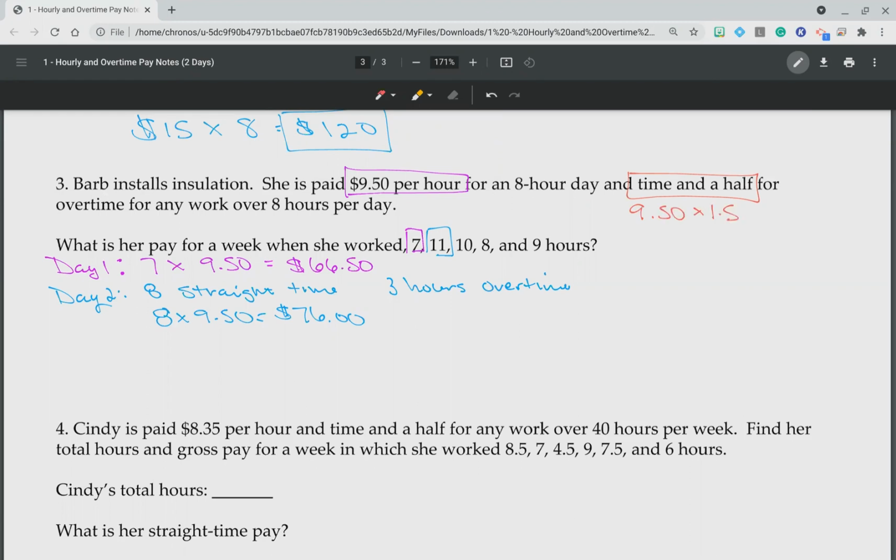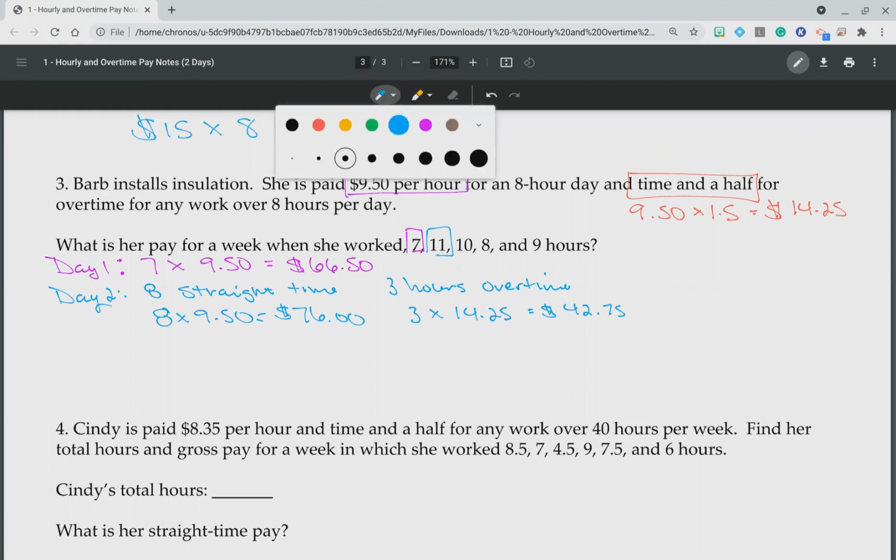And remember, time and a half, we multiply our straight pay by 1.5. So our overtime hourly rate is going to be $14.25. So these 3 hours that she worked overtime, we're going to multiply by $14.25, which gives her $42.75.